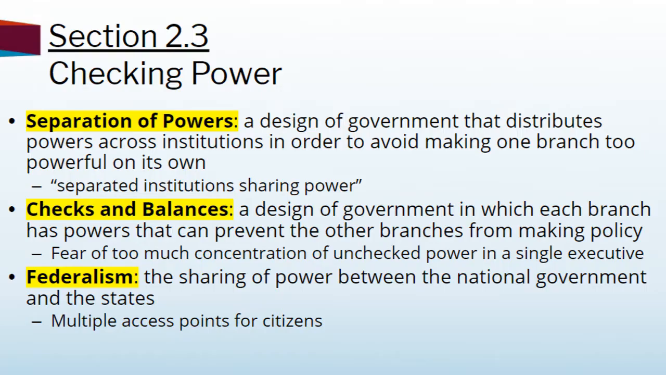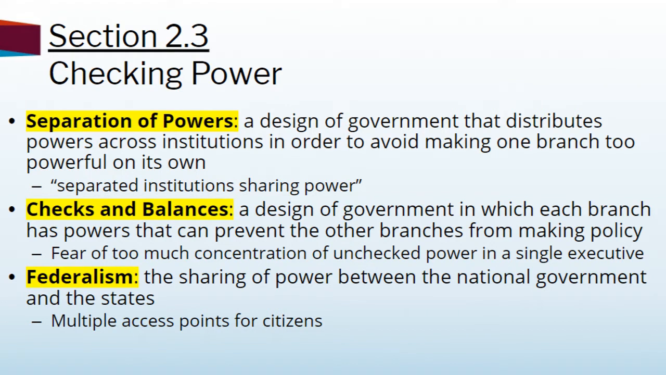So now that they had that whole representation issue figured out, the delegates at the Constitutional Convention had to figure out pretty much everything else about government. Now, going into it, there were some principles that they definitely wanted to put into the Constitution. For one, they wanted separation of powers, and that's a design of government that distributes power across institutions in order to avoid making one branch too powerful on its own.